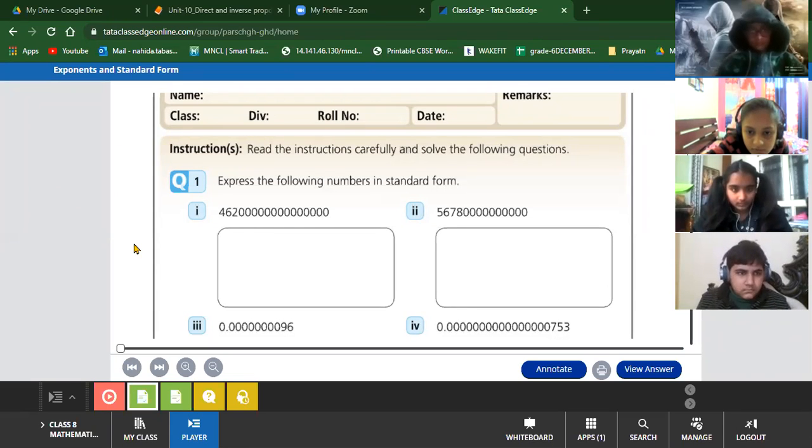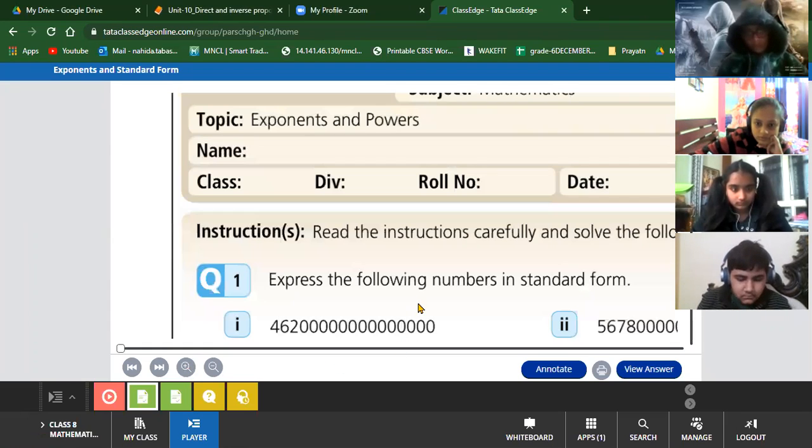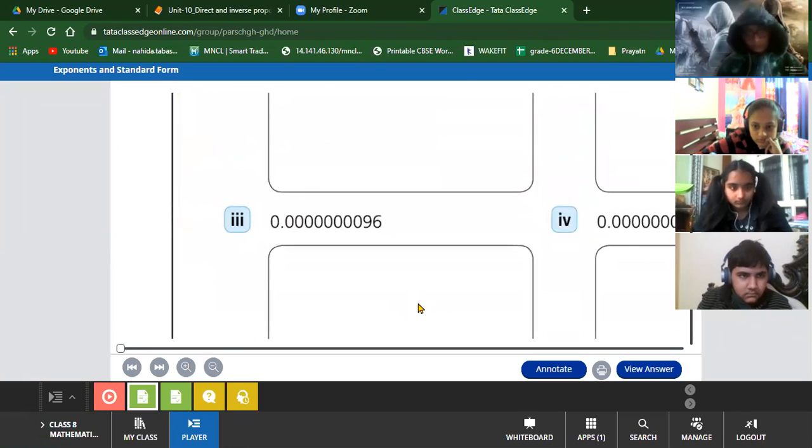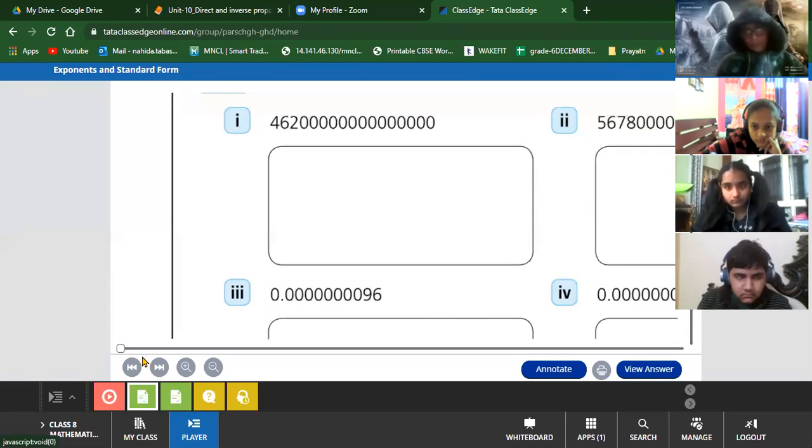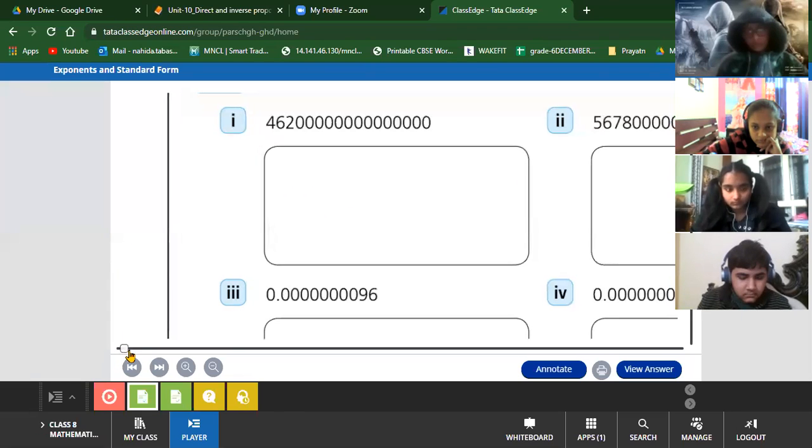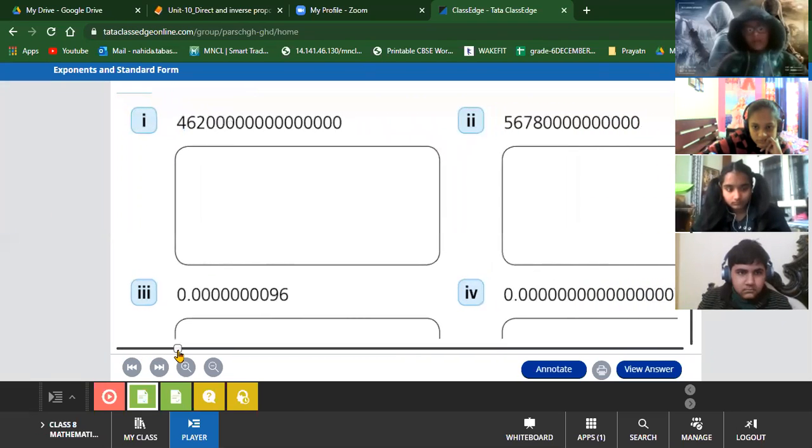Actually, it's very difficult to count the number of zeros on the phone. Only the fourth part is too difficult. Should I zoom in? No need to zoom. Can you please show question number 2? Yes, it is done. We can zoom from our side also. Yes, definitely it can be zoomed from your side also. Please show the complete fourth question.